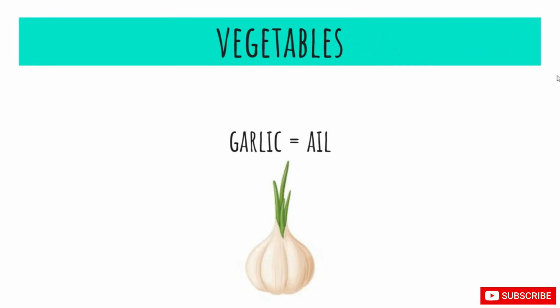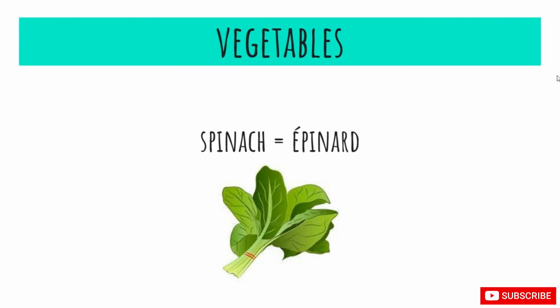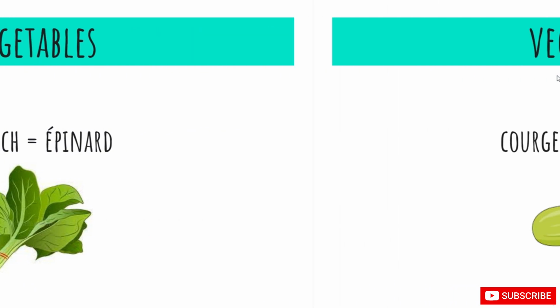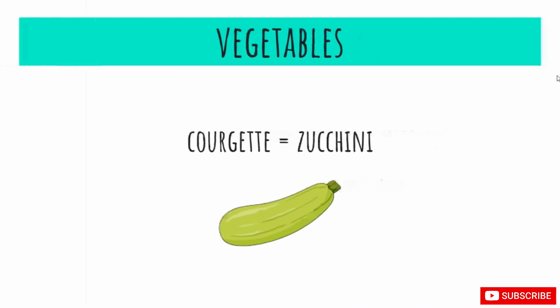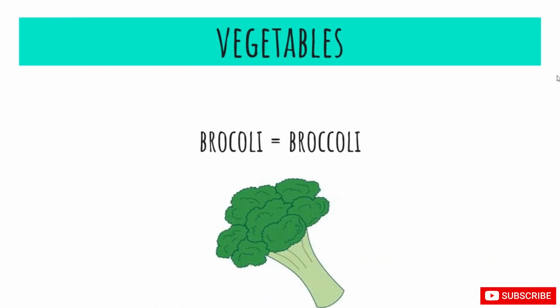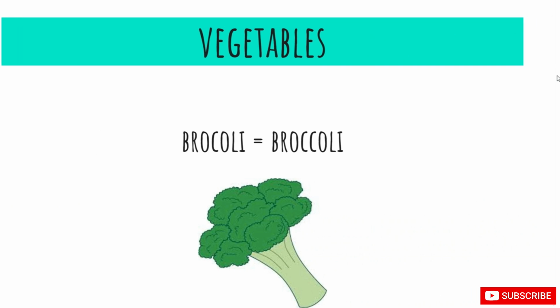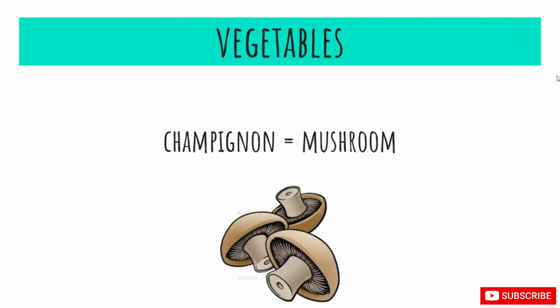For the garlic, it's ail. Like if you write it A-Y-E. Ail. The spinach, épinard. Zucchini is courgette. Broccoli, it's broccoli. For the mushroom, champignon.